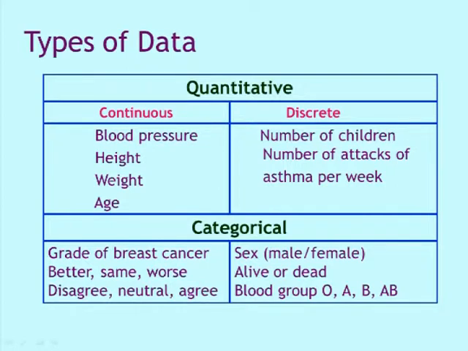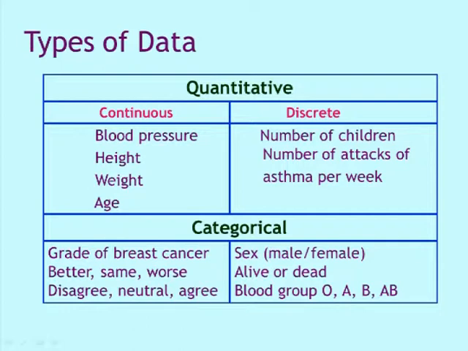Under quantitative, we have two varieties: continuous and discrete. When we talk about continuous variables, as you can see from the examples here of blood pressure, height, weight, and age, we have a unit of measurement for each of them, and they can have decimal points. When we talk about discrete variables, we are talking about whole numbers. Examples like number of children, or number of attacks of asthma per week, have a whole number, but it is still a quantity, and that's why this data is classified under quantitative data.